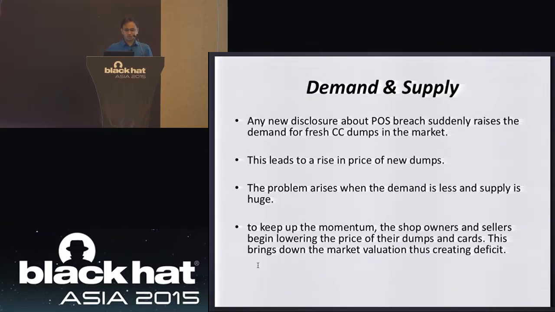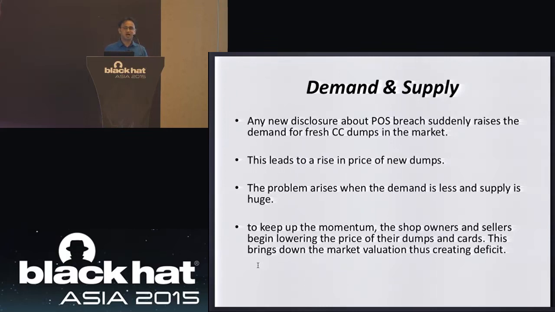Any new disclosure about a POS breach suddenly raises the demand for fresh CC dumps in the market. People will know that this looks like a recent breach. So whatever credit card information that particular forum is selling might be fresh. The banks might not yet be aware of that particular breach, or the payment industry might not know it. So the information will be pretty much fresh. Now this leads to an increase in the price of the dumps.